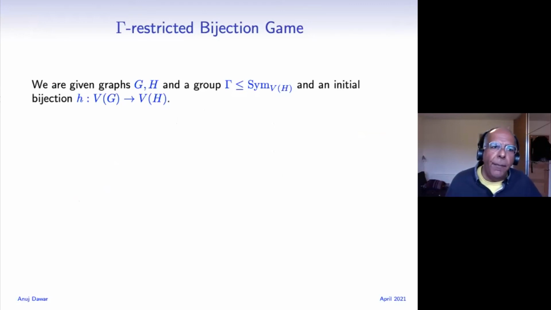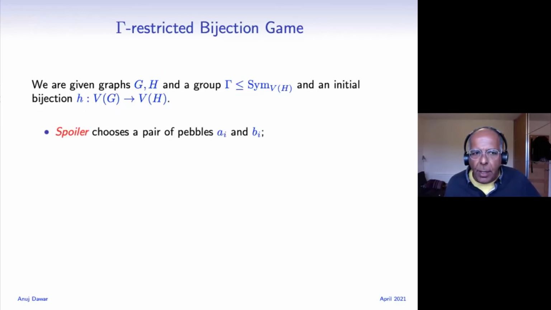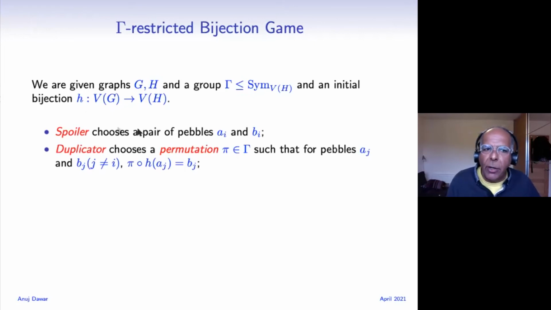The bijection game, here's the variation now. We fix a group gamma, which we think of as a subgroup of the permutation group on the vertices of H. Again, we have a pair of graphs G and H, and we fix an initial bijection. The game proceeds again. Spoiler chooses a pair of pebbles. Now, duplicator cannot play an arbitrary bijection between VG and VH. Duplicator is only allowed to play certain bijections, namely those which you can get by composing this initial bijection with a permutation from gamma.